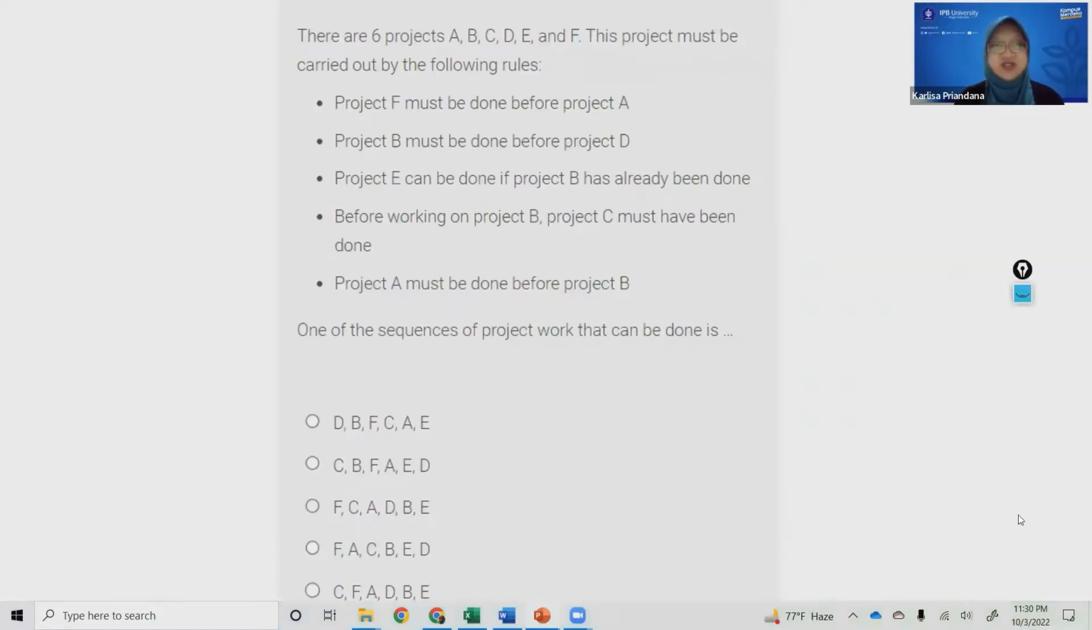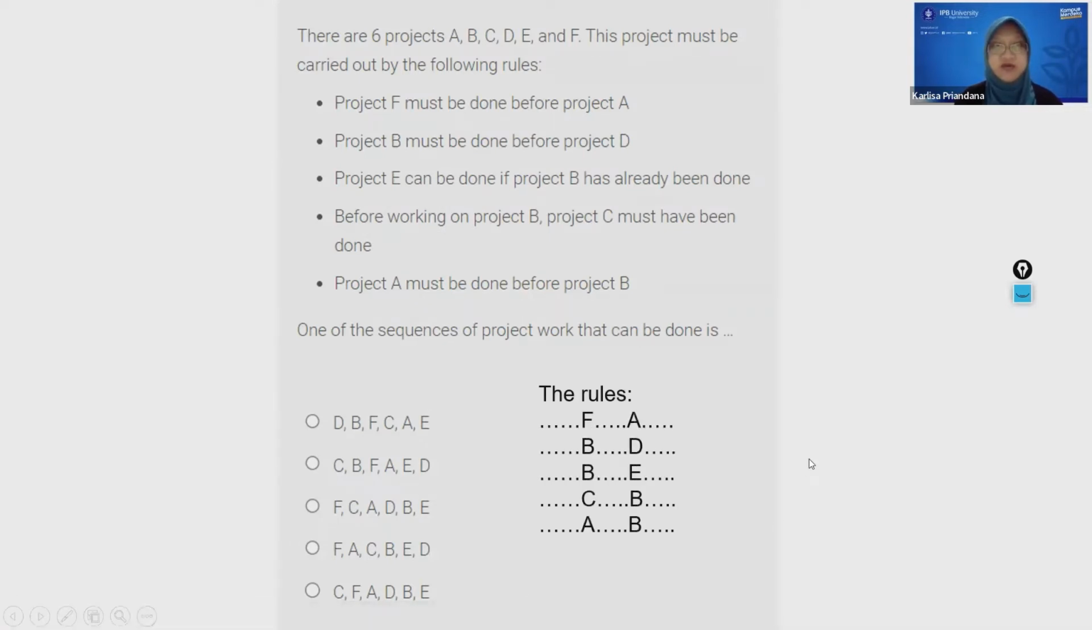Okay, so this is the first question. You have 6 projects to work on, which are A, B, C, D, E and F. These projects must be carried out by the following rules. You see that the rules are like this. F should be before A, B should be before D, E can only be done if project B has already been done. Before working on project B, project C must have been done. And project A must be done before project B.